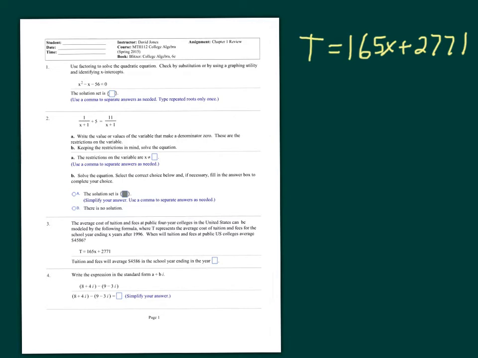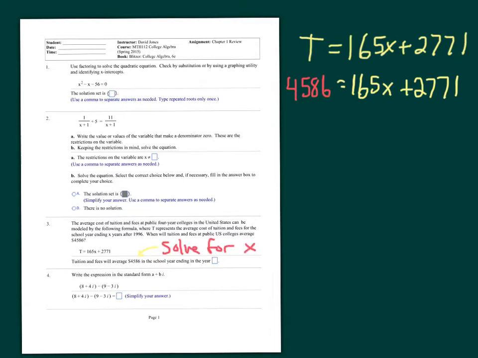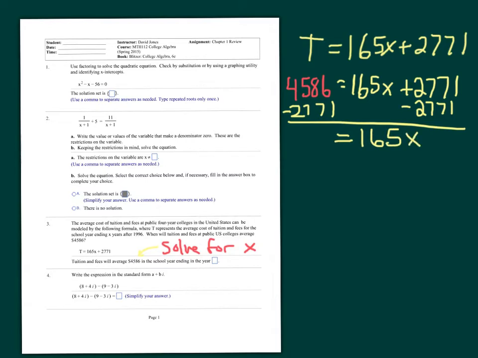So if we go ahead and plug in 4586 for T, and then equal to 165x plus 2771, and we just solve for x. So that's all we'll need to do. Plug that in and solve for x. So we'll want to get the x term by itself, so we'll subtract 2771. Bring down our equal sign. On the right, we've got 165x, and let's see what we get.